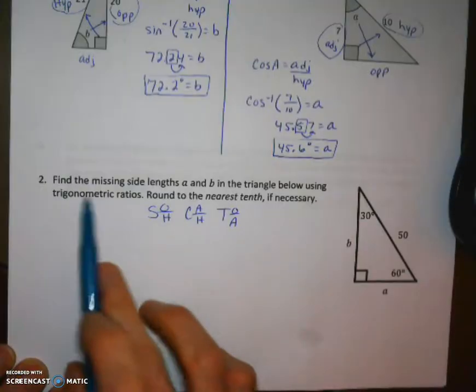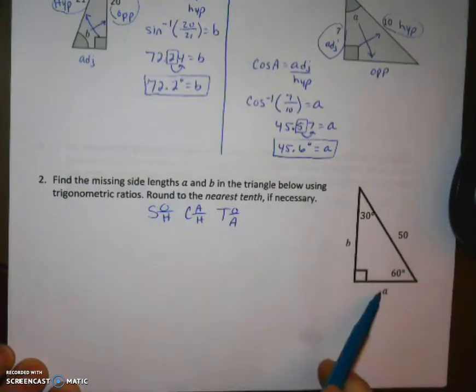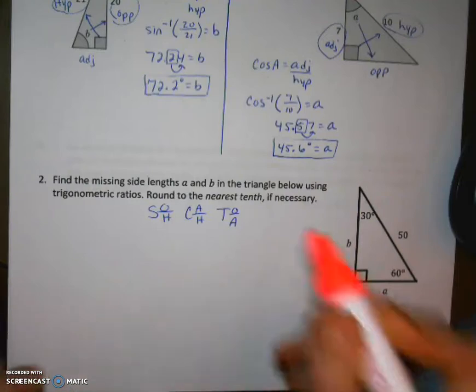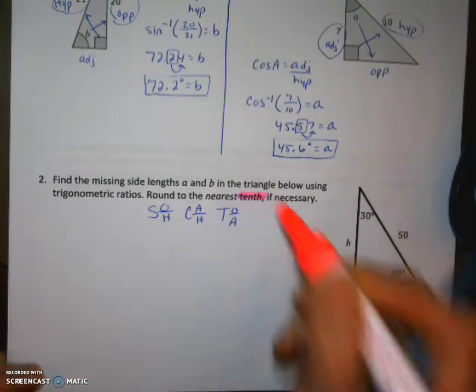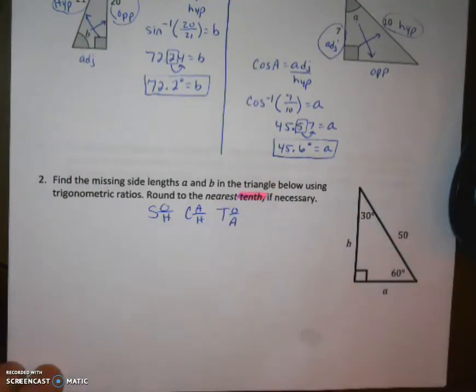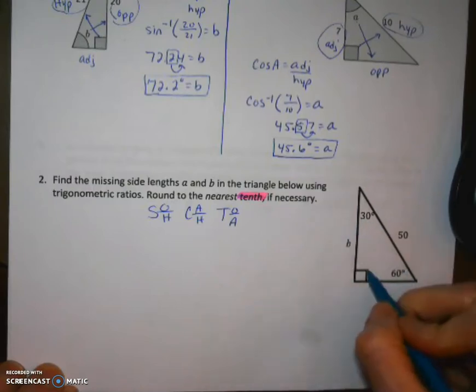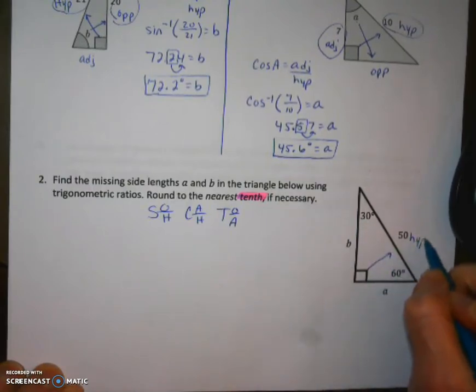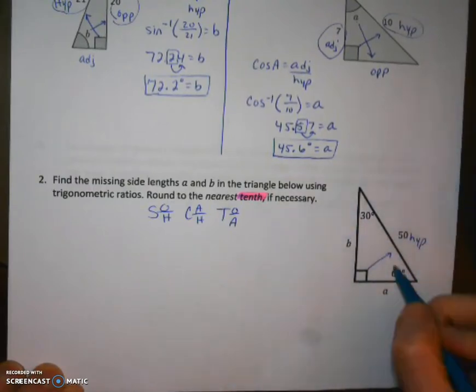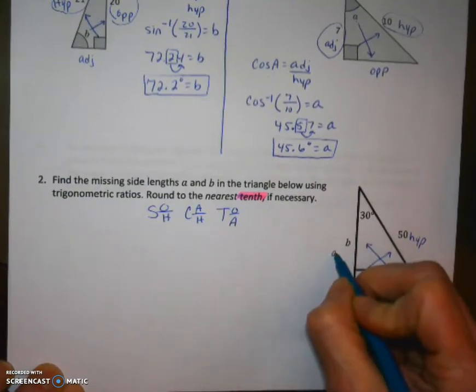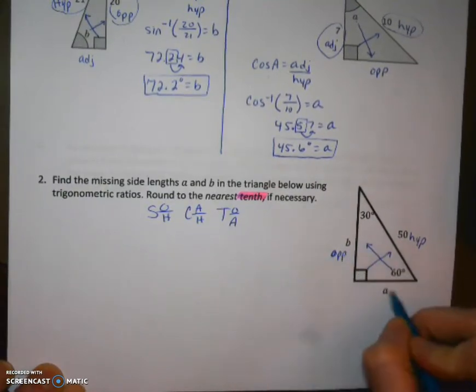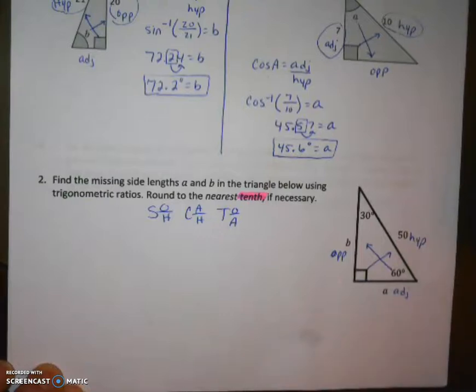Example number 2 says find the missing side lengths A and B in the triangle below using trig ratios, and then again round your answer to the nearest tenth if necessary. So because they give you all the angles, you could actually use the 30 or the 60 degree angle. The right angle lets you know that 50 represents a hypotenuse. I'm going to use angle 60 as my reference angle, which means B is going to be my opposite length and A is going to be my adjacent.